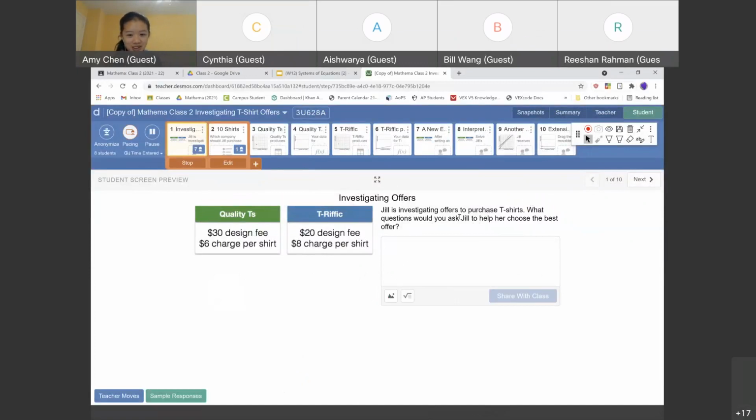And so we're going to start off: what types of questions would you ask to help her choose the best offer? You can just write down a couple. For the best offer, it's focusing on the price, because that's all you're given at this point. Yeah, the price.